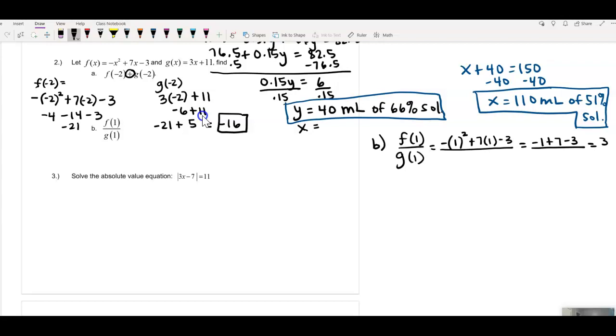And then do the same thing with the g of x. Now we're putting 1 in place of x there, so 3 times 1 plus 11. So 3 plus 11 is 14. So 3/14 is what you should get for that answer there. Right?